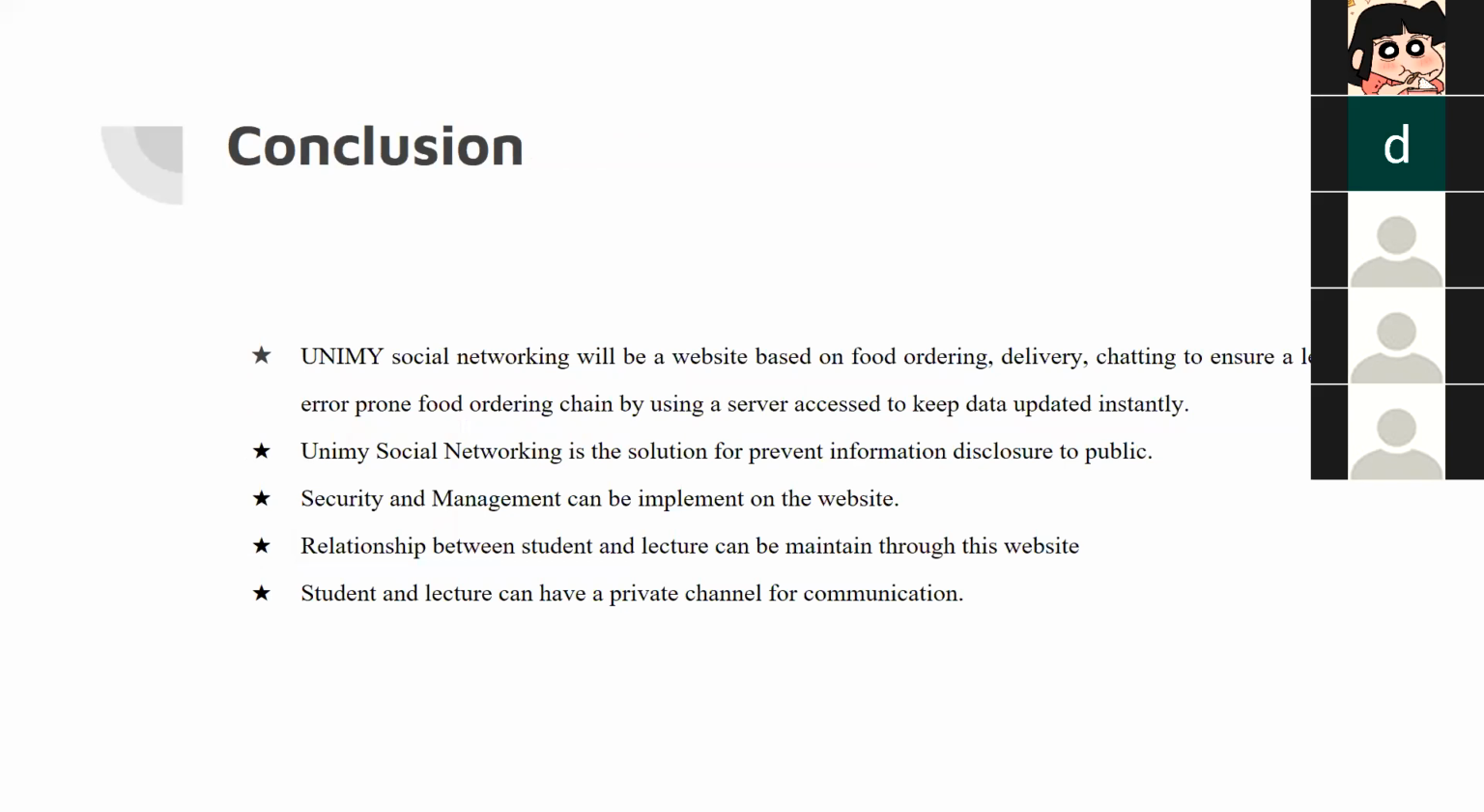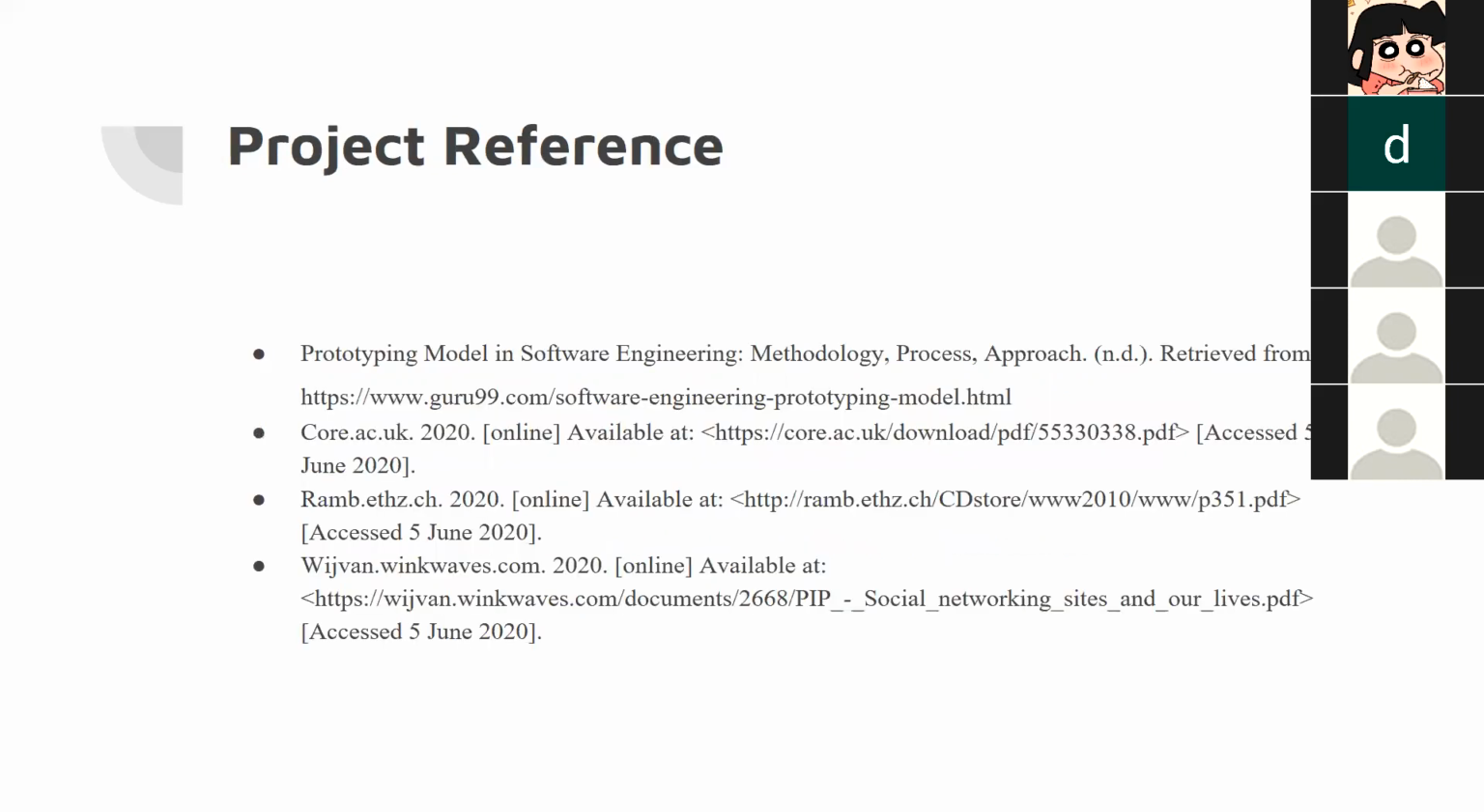So for the conclusion, UniMy social networking will be a website based on food ordering, delivery, and chatting, to ensure a less error-prone food ordering chain by using server access to keep data updated instantly. UniMy social networking is the solution to prevent information disclosure to the public. Security and management can also be implemented on the website, and the relationship between student and lecturer can be maintained through this website. Students and lecturers can have a private channel for communication.